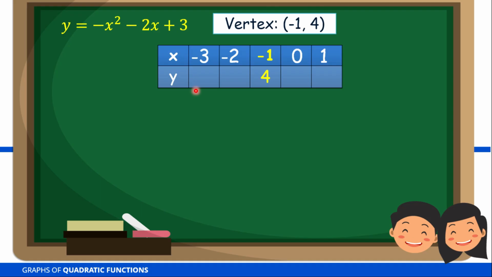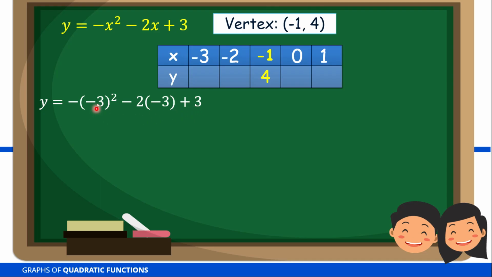Unahin natin ang negative 3. Ang negative 3 ay ipapalit natin sa variables ng ating given quadratic function. So, yung mga x dito sa ating quadratic function ay papalitan natin ng negative 3 muna. So, we have y is equal to negative times the quantity negative 3, ito yung unang x value, squared, minus the product of 2 and negative 3 plus 3.